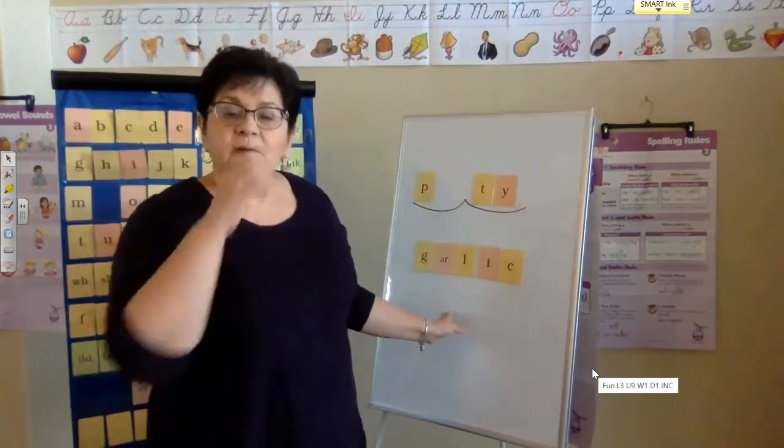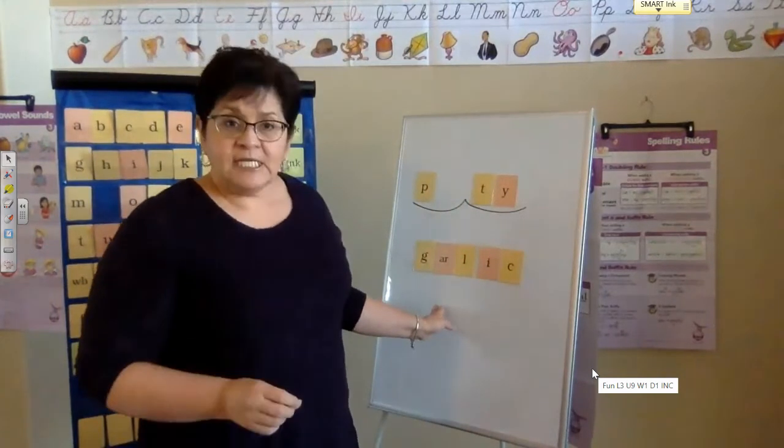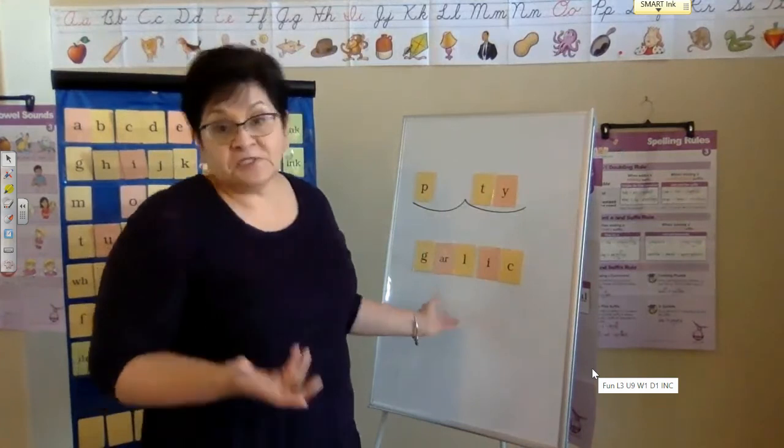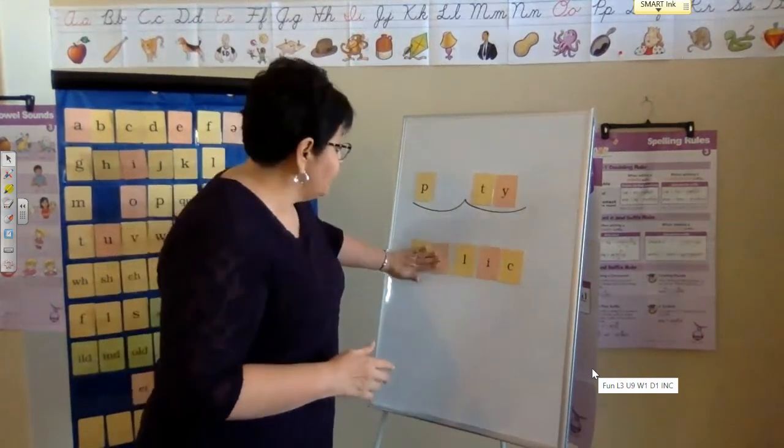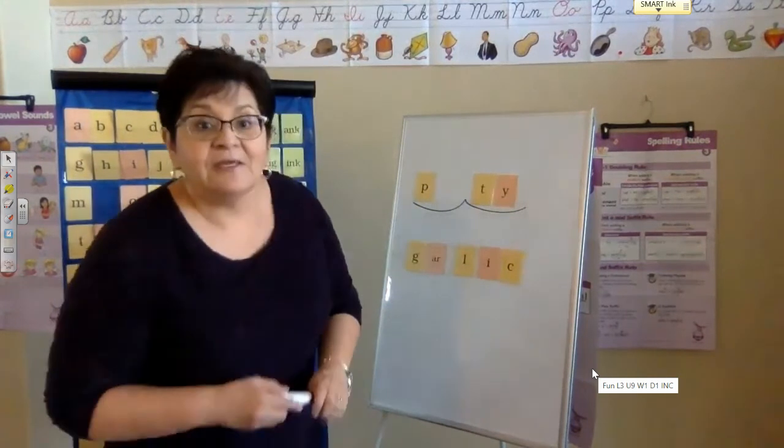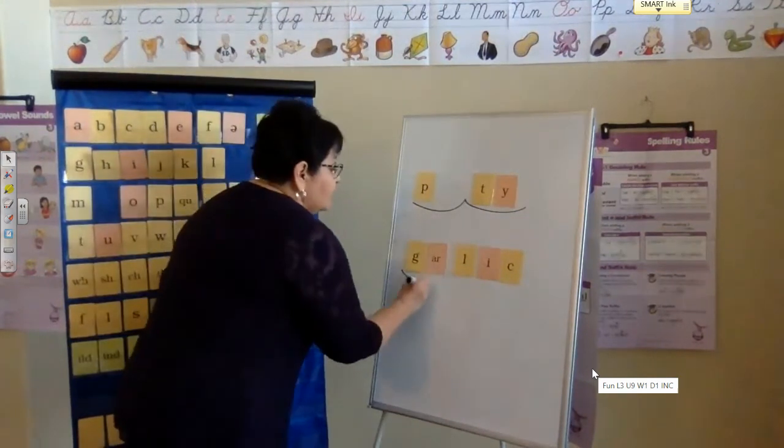Take a look at this word. Do you see an R controlled sound? You do. Is it in the first syllable? It is. So I know that I can split my syllable right there. All right, let's read this.